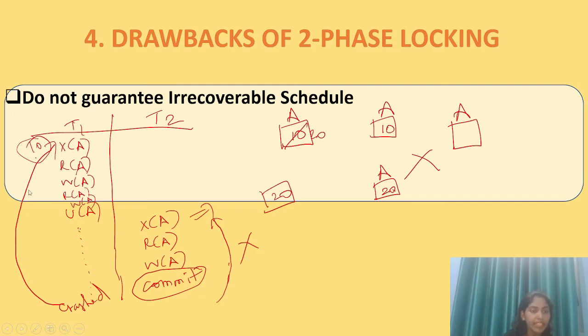So if T1 crashes, the value will be changed in both the transactions for data item A. So you cannot recover from the loss. It is irrecoverable because T2 cannot recover. Even if one transaction cannot recover, it is called an irrecoverable schedule. So two-phase locking can produce an irrecoverable schedule. Now this is a growing phase and this is a shrinking phase of T1. Similarly, T2 has a growing phase and shrinking phase.